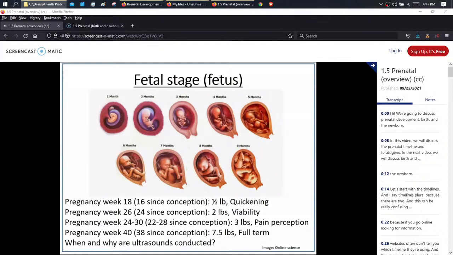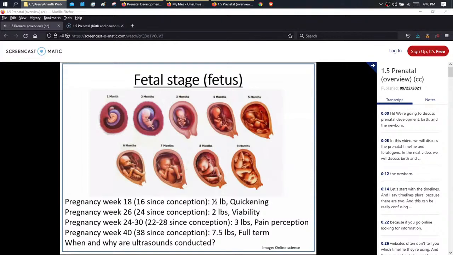Somewhere around pregnancy week 26 or so, the fetus is about 2 pounds, and the lungs start to make surfactant, which is necessary for later breathing. And so around this time is what we would call viability. Different sources place viability anywhere from 24 to 28 weeks. Viability refers to the point at which a fetus could be born and probably survive with medical intervention.